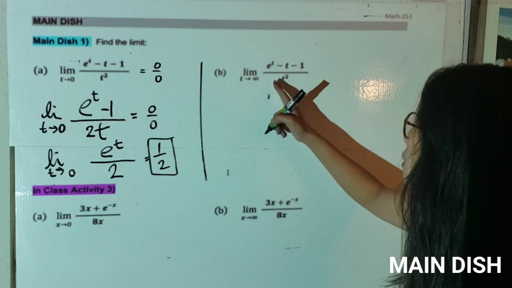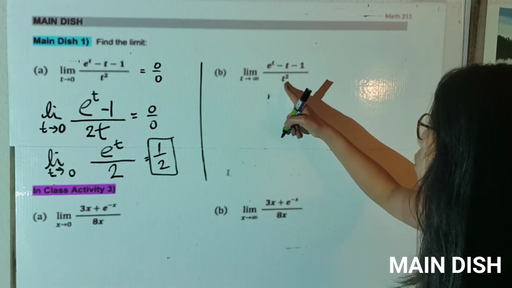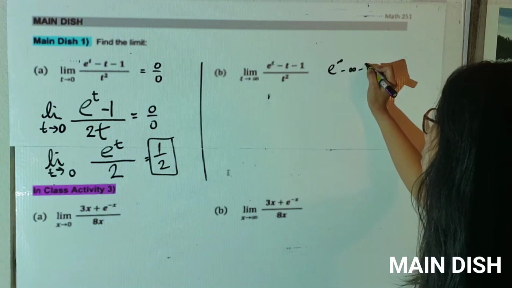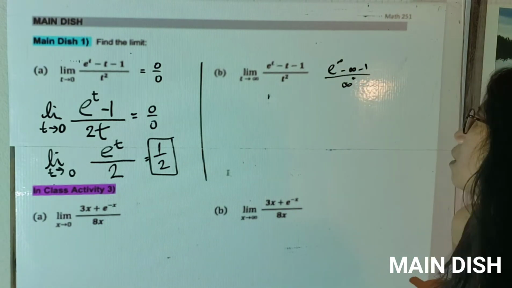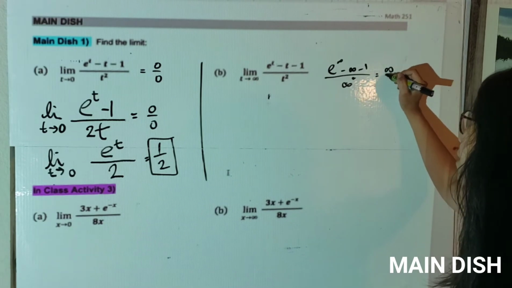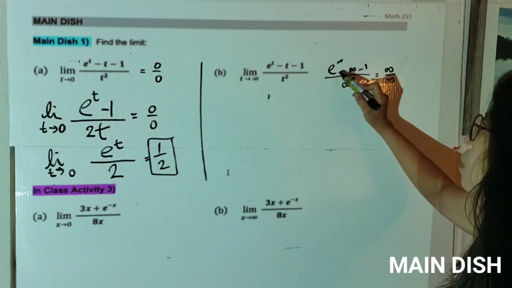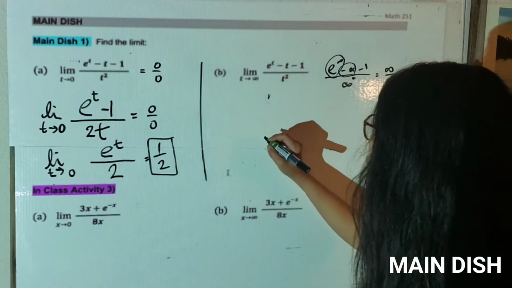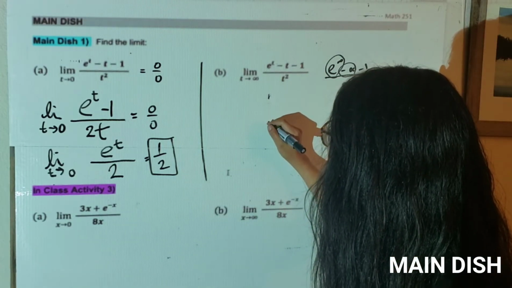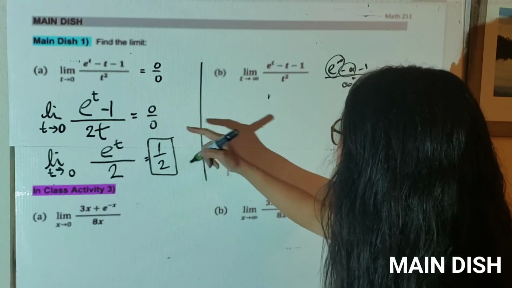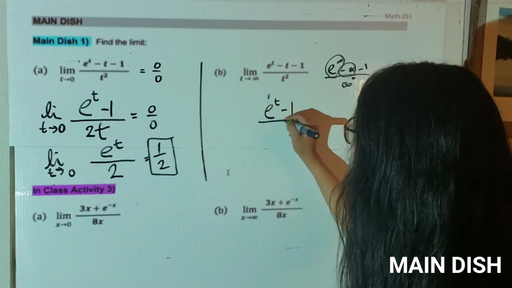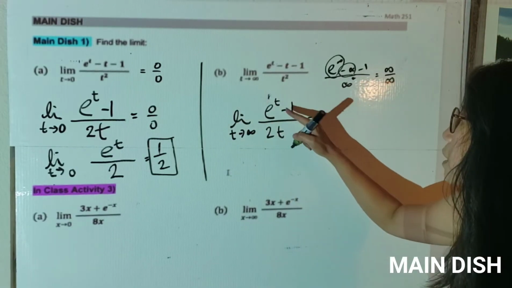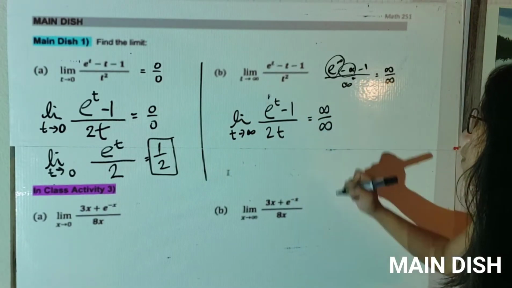Okay, so if I plug in infinity, this is going to be e to the infinity minus 1 over infinity squared. So you can actually say infinity over infinity, because this one is going to be a lot bigger than linearly increasing too, right? So let's take a derivative. That's going to be the same thing: e to the t minus 1 over 2t, and then I'm sending t to infinity. Then that's going to be infinity over infinity again.